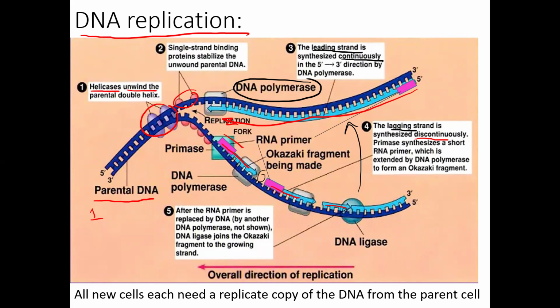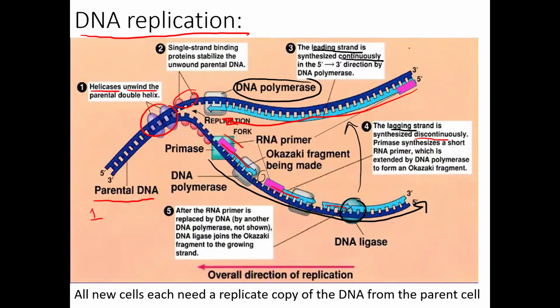Okay, and then after the RNA primer is replaced by DNA by another DNA polymerase, not shown, DNA ligase is going to join the fragments together, to grow the strand. So again, you can see we have our ligase here, and we're going to be adding those together in order to continuously build or discontinuously build our DNA strand this way.